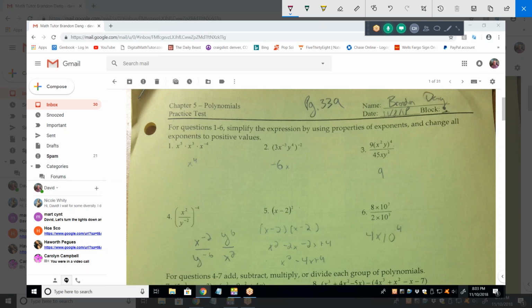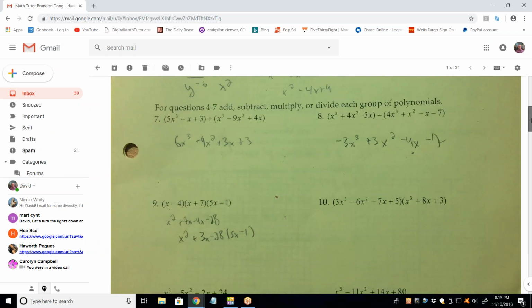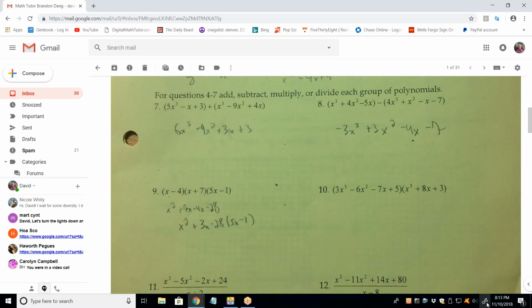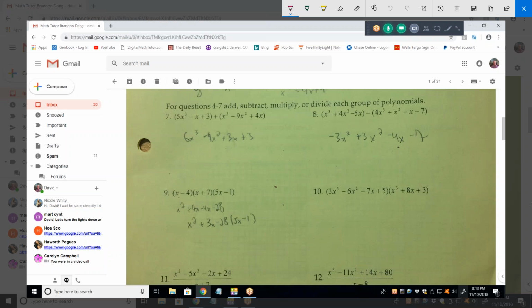Let's see if I can scroll down a little bit to get to some of these other problems here. Okay. Add, subtract, multiply, or divide. So, any questions on 7?